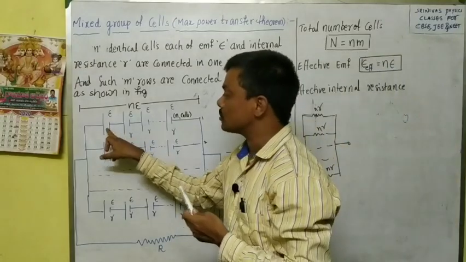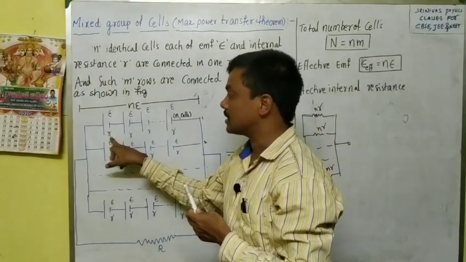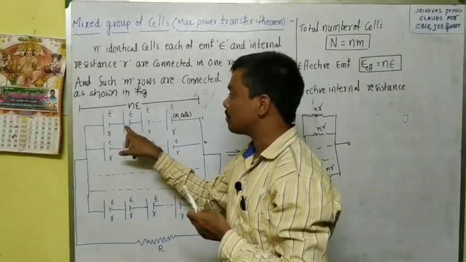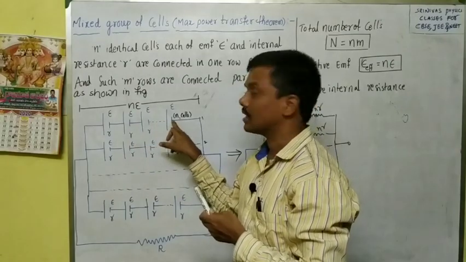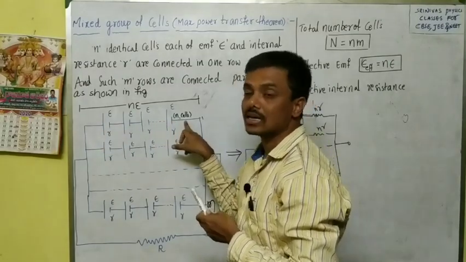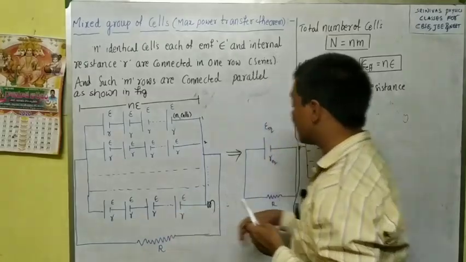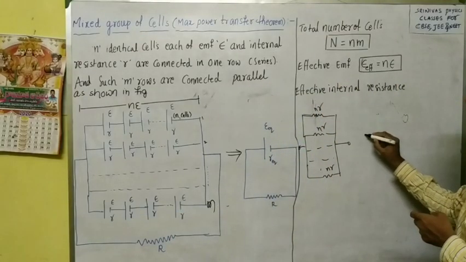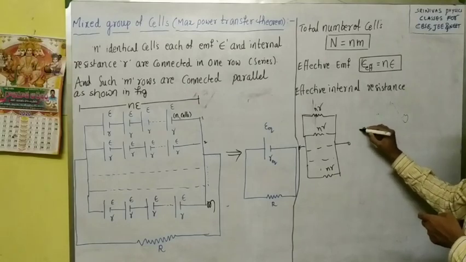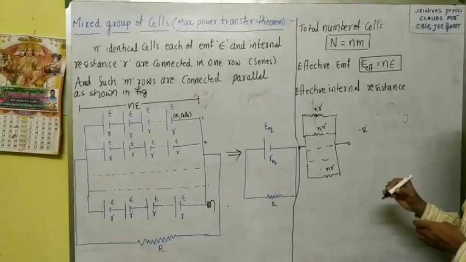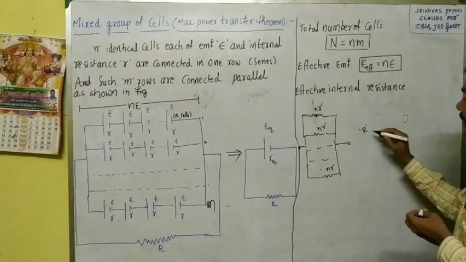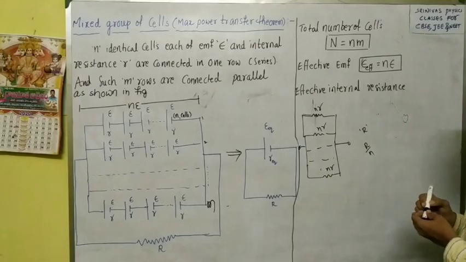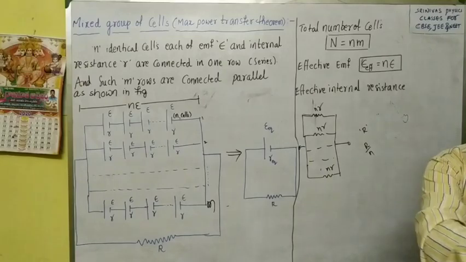Each cell also has resistance, that is the internal resistance. Resistance offered by the electrolyte of the cell is called internal resistance. r plus r plus r, like that n cells are there, then the total resistance in one row is nr. Like that m rows are there. You already know, if n identical resistors, each of resistance R, are connected in parallel, then their effective resistance is R by n. In series combination it is nR, but in parallel combination it is R by n.